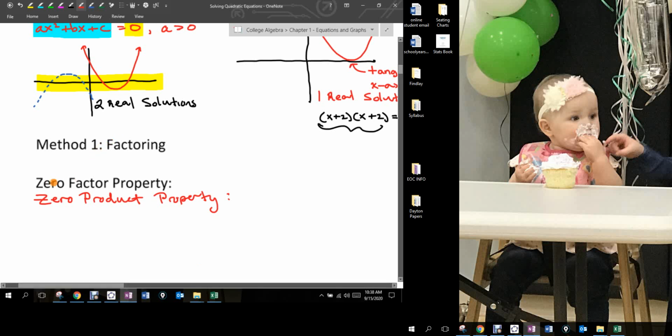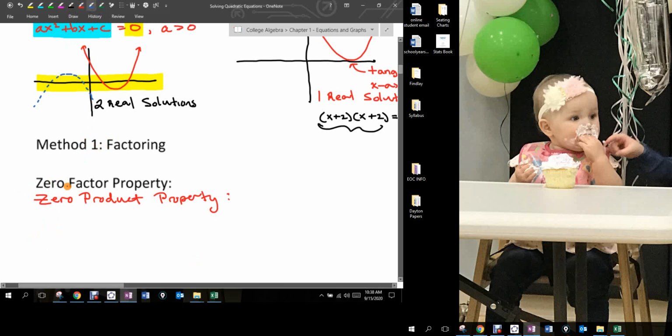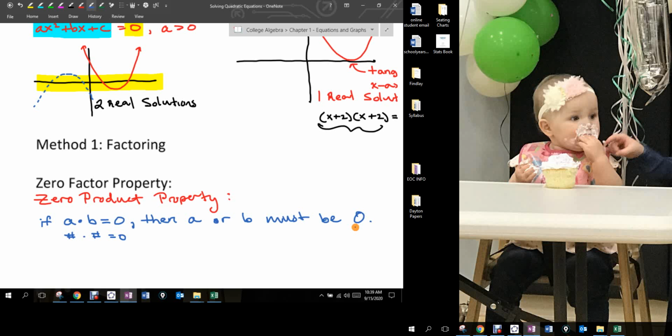But what it says is, it's a property, but we can write it as an if-then statement. It says if A times B equals 0, then A or B must be what? I'm taking a number times a number and getting 0. What does one of those numbers or both those numbers have to be? Has to be 0. That's the zero property. That makes sense, right? That's what we know, multiplication by 0 always gives me 0.